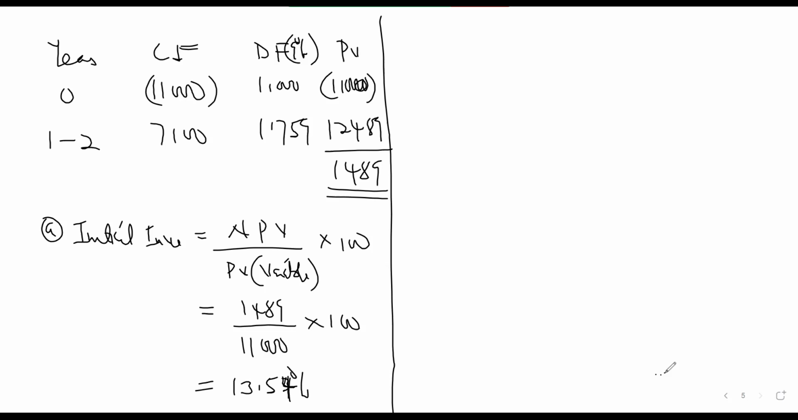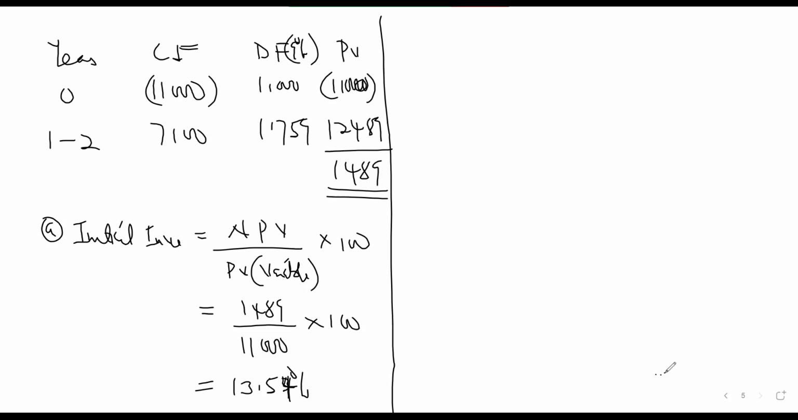They can ask you to comment on the answer. The interpretation is that if the initial investment should increase by 13.54, the project will break even. But if it should increase above 13.54, the project will run into a loss. So sometimes they can ask you to comment on the answer.